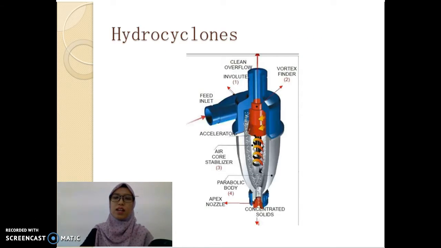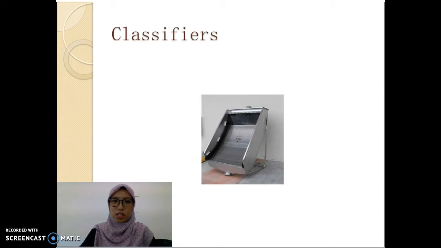Okay, the next one is hydrocyclones. Hydrocyclones separate particles in a liquid suspension based on their different densities. Usually used for oil separation. Okay, the next one is the classifier, used for classification and also dewatering of different forms of minerals.